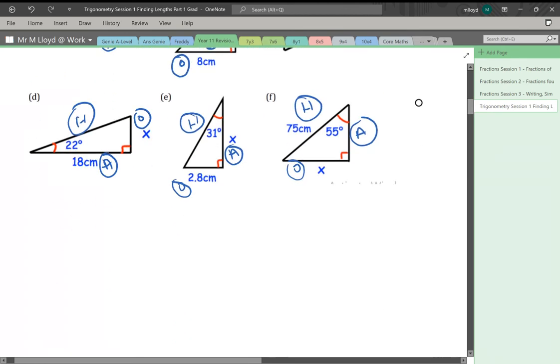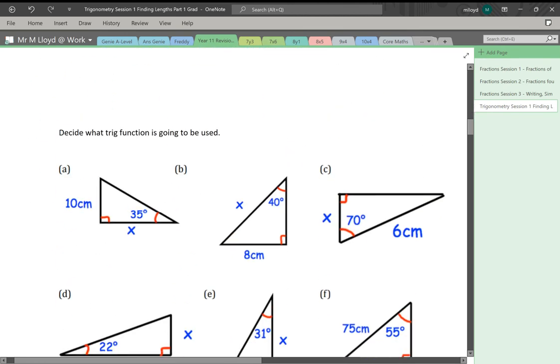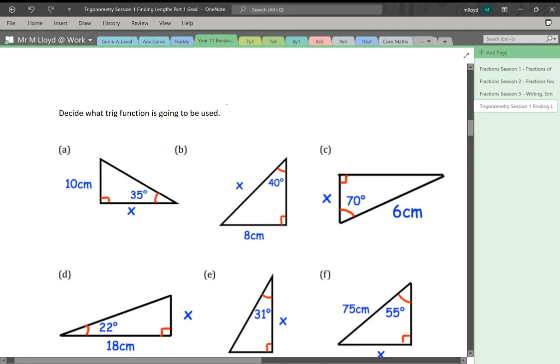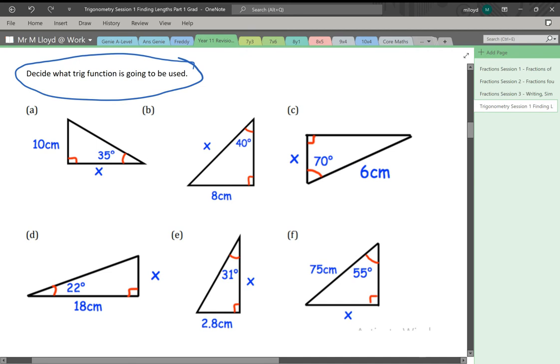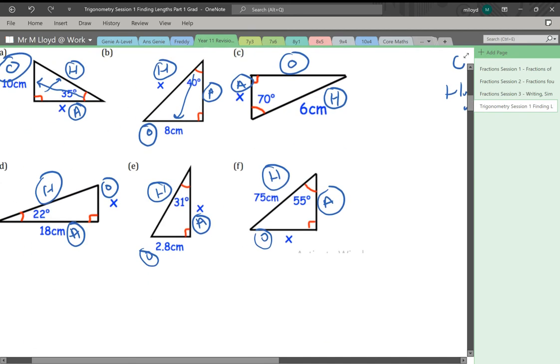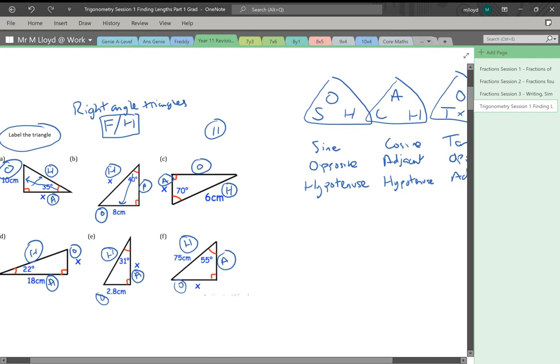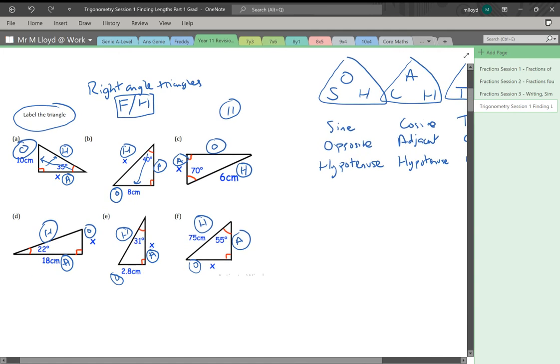Now, the next step is deciding what trig function is going to be used. Well, we'll do this from scratch. We won't go all the way back up, but I do need to go back up for the functions, to be fair. So I'm going to zoom out of here. Effectively, what we're going to do is look for two sides with info and use that. So x counts as info. Okay, great.